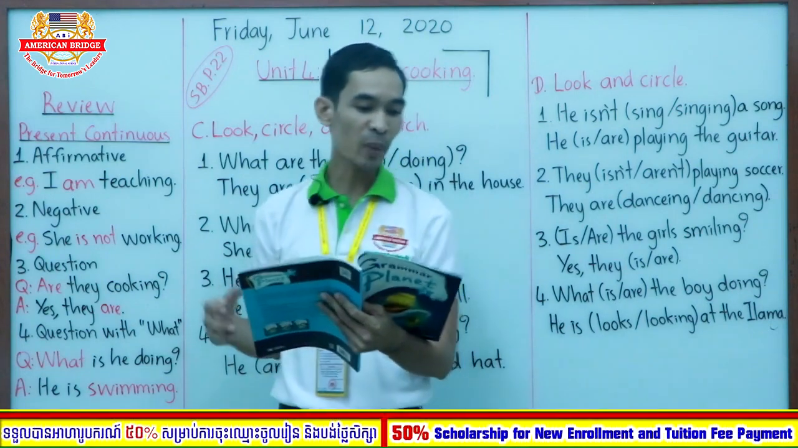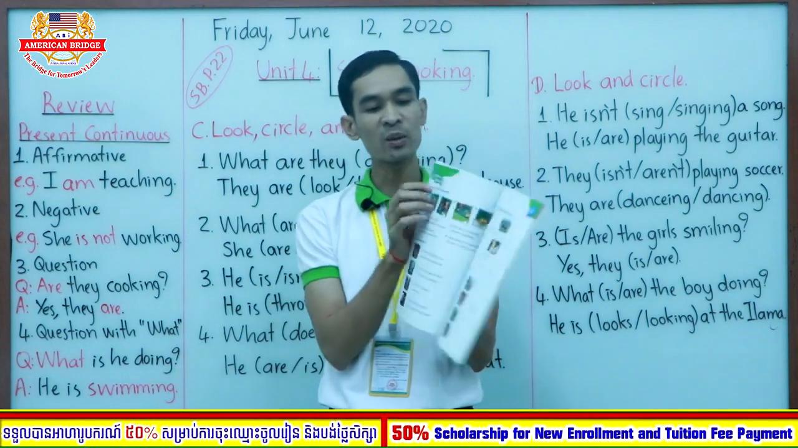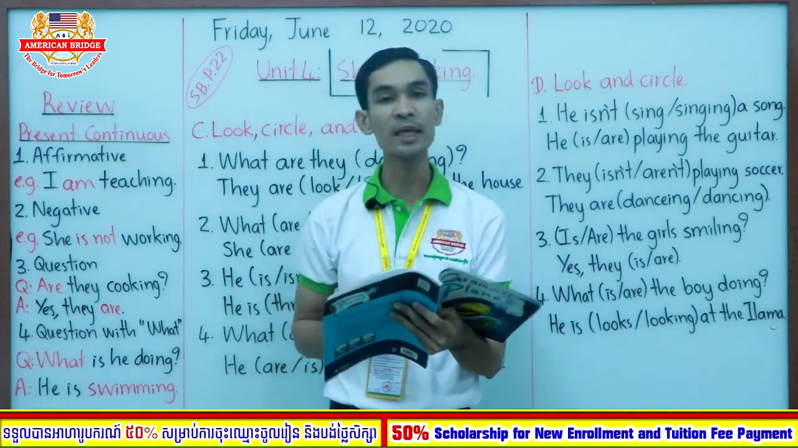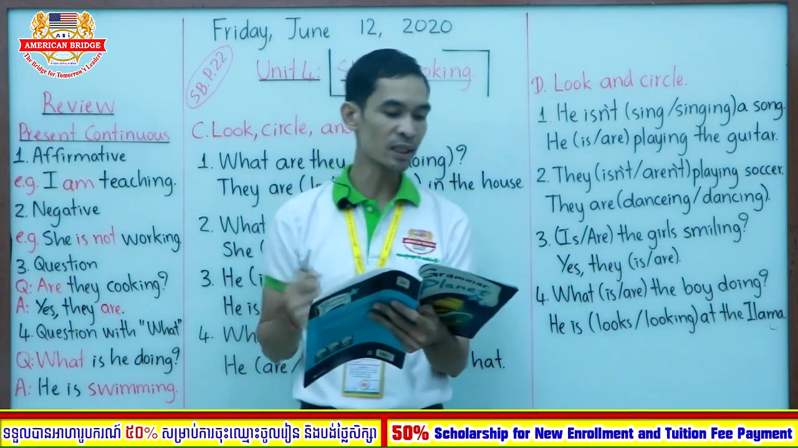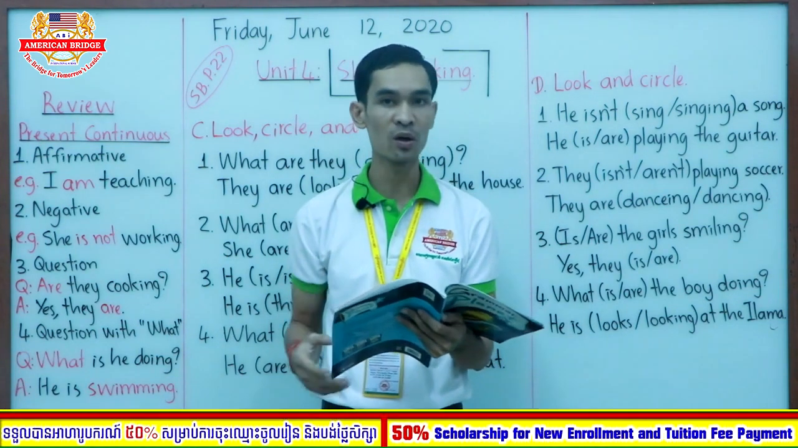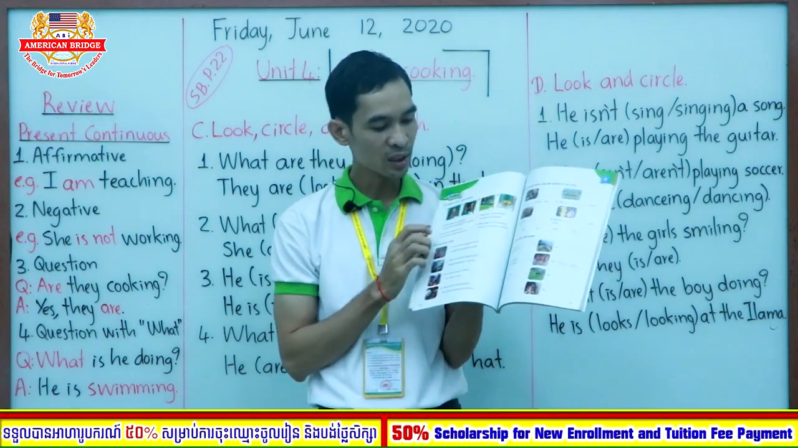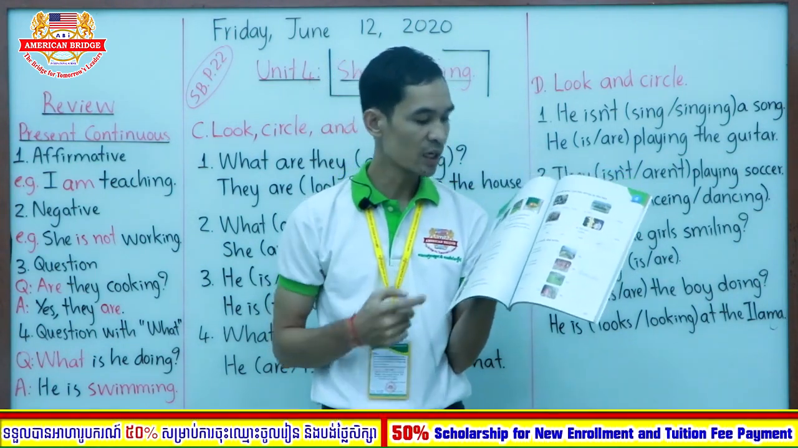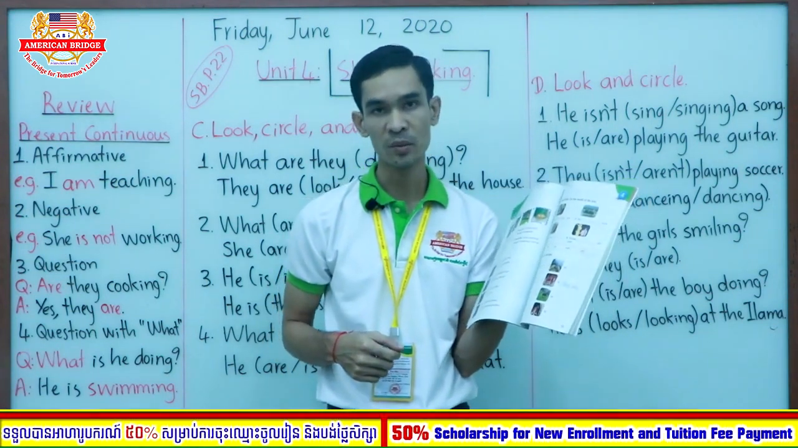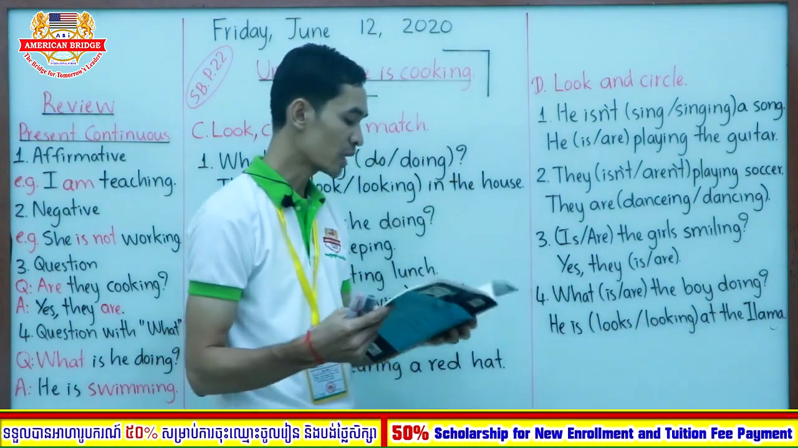Very good. In this page, we focus on language drills, right? Language drills. And here we have 2 parts, part C and part D. For part C, look, circle, and match. Okay, so here you have to look at the picture and circle the correct answer, and after that match the number with the letter or the picture. Alright, so number 1 is given as an example, right?